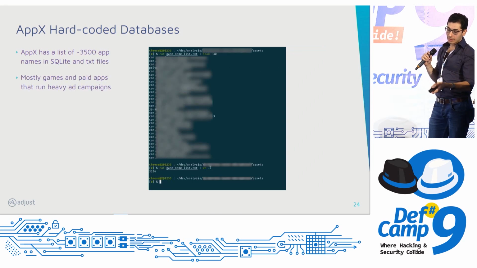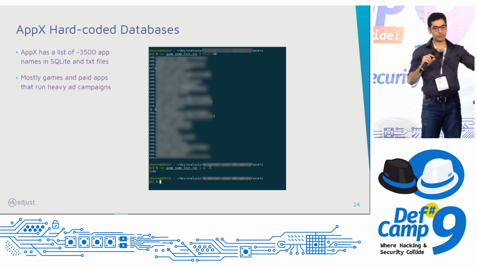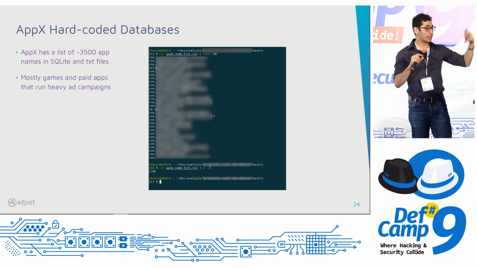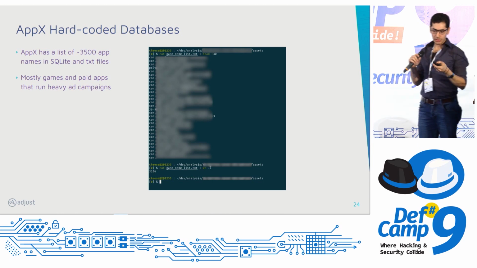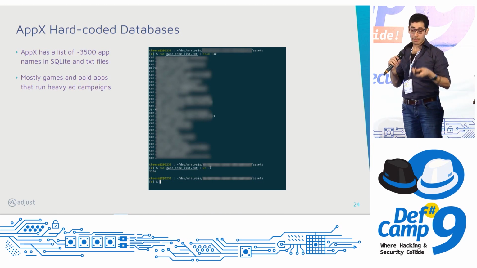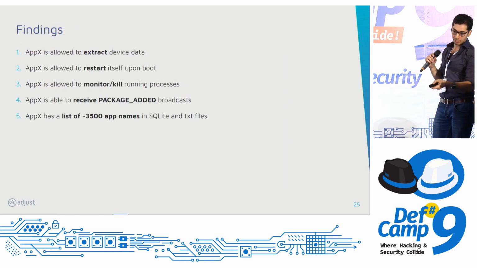And it gets better because there is a text file that has a list of 3,600 app names. All recent, all still active on the App Store. And I checked a small revision history of this app. This list keeps getting updated and updated every day. Every update, I mean. So it's mostly games, paid apps that have heavy ad campaigns. It's hard-coded in this app, in this sniffer app.